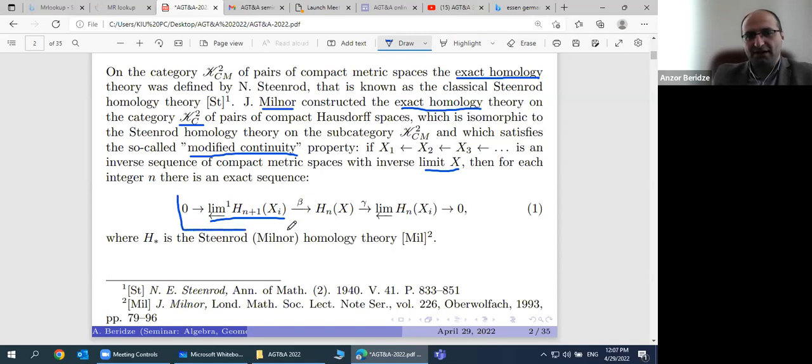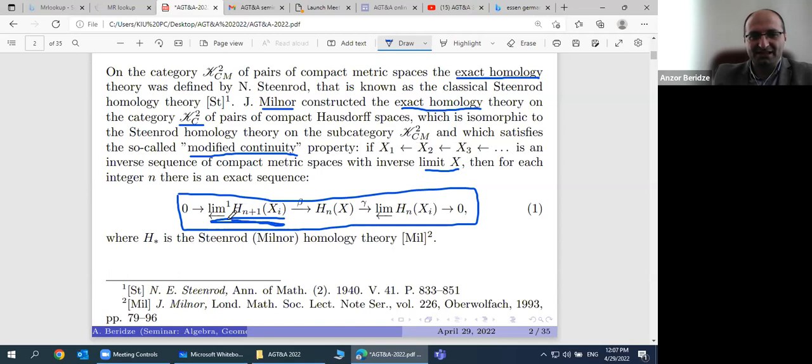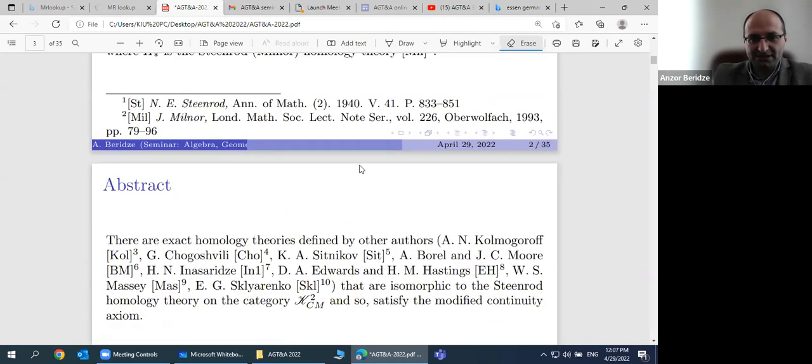Somehow this formula was given in Steenrod's paper as well. But in Steenrod's paper, this is not written as an inverse limit, and it is called weak homology, something like that. So this exact sequence was somehow known to Steenrod, but Milnor gave this formula using the first derivative of the limit, and he proved that if a homology theory satisfies this property, called the modified continuity property, then it is unique. This is a very important result.